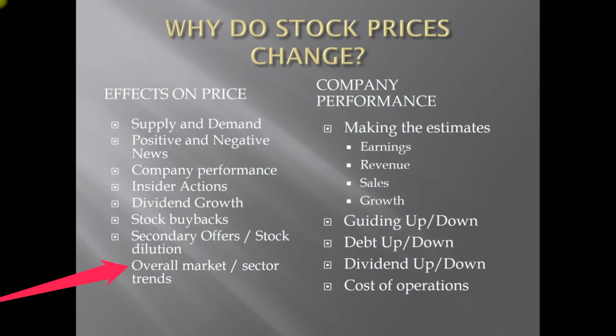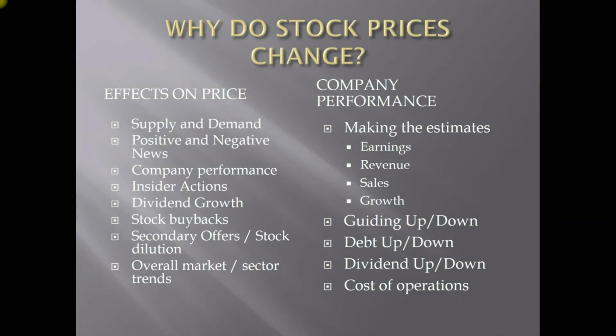And then the overall market trend or sector trends. So sectors kind of go up and down. This is a doubling effect with the ETFs nowadays. But overall, if the market's in a bad slump, then all stocks will go down. The old saying that a rising tide raises all ships, the same can be said for sinking.